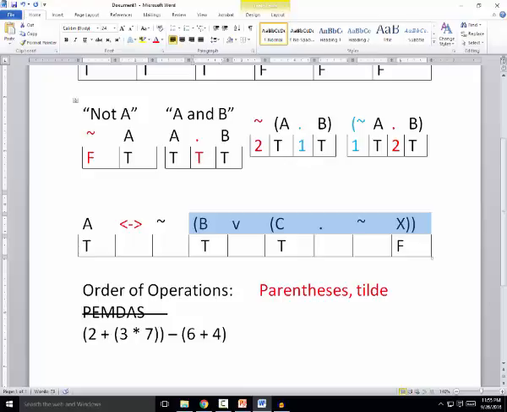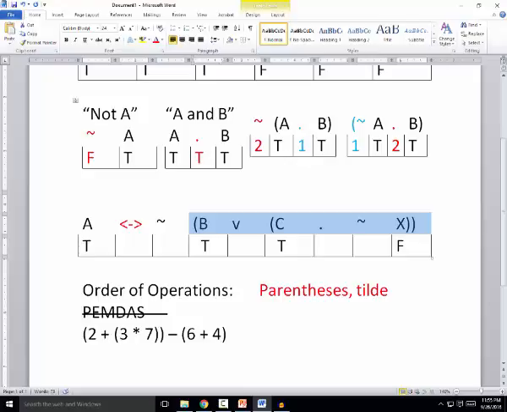So you see, it becomes very easy. All you have to do is follow the order of operations, parentheses, tilde, just as you followed the more complicated order of operations, PEMDAS, since you were very young. So if we're looking at this long compound expression, let's make a note of the main operator at the very beginning anyway, which is the double arrow.